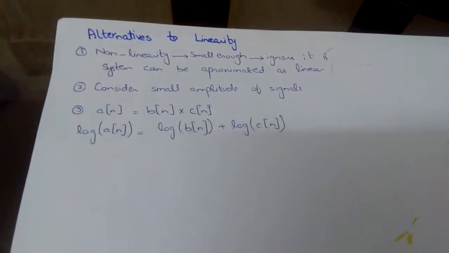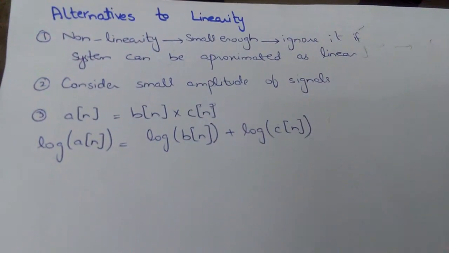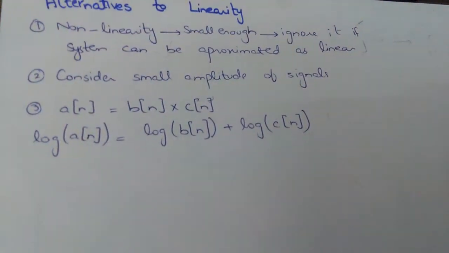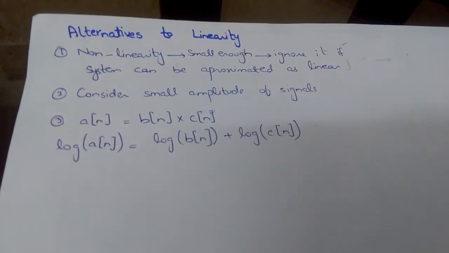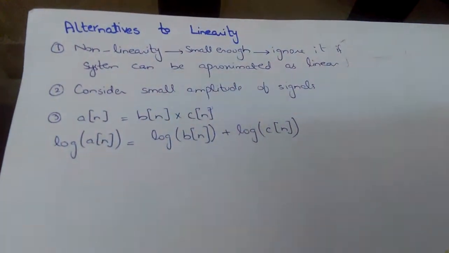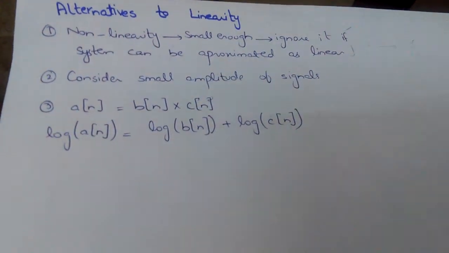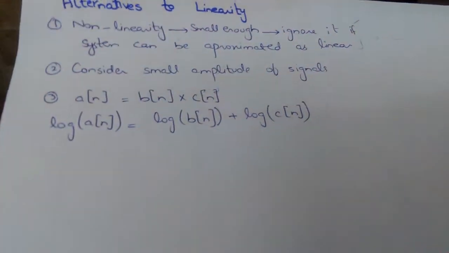Next, what are the alternatives to linearity? If the non-linearity is small enough, ignore it. If the system can be approximated as linear, meaning if the non-linearity is not too large, we can ignore it. And second is to consider small amplitude of the signal, so non-linearity decreases.